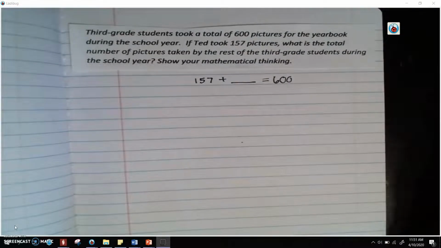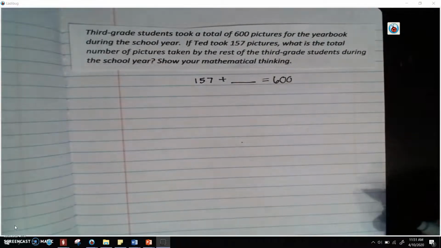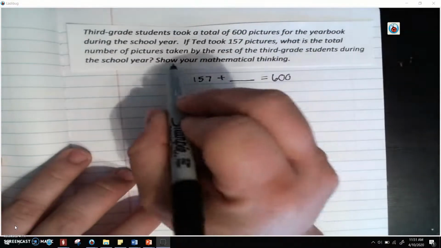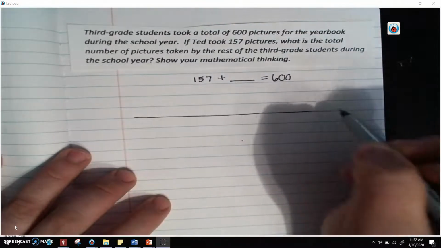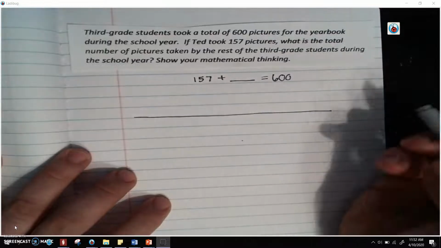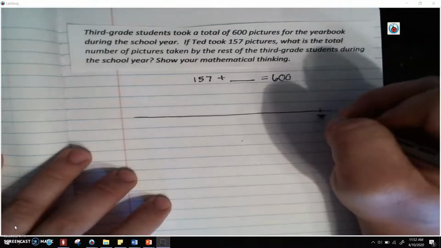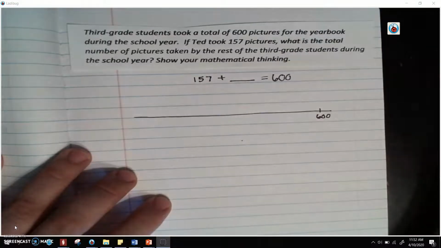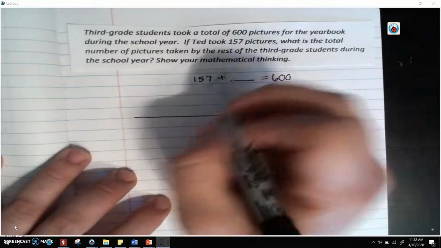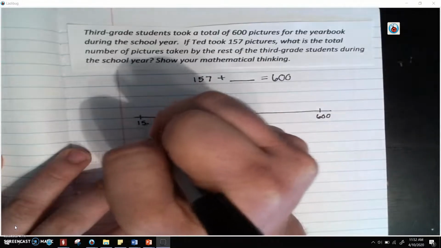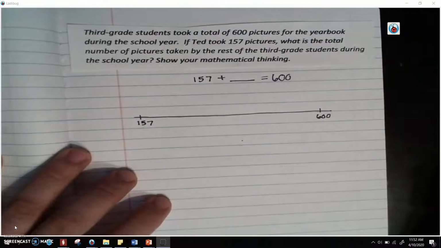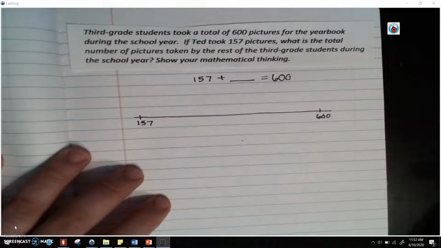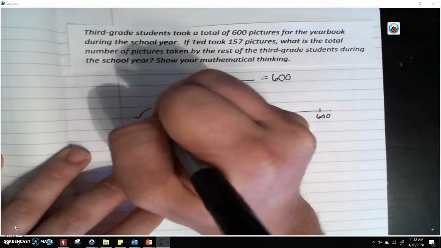So this time, it's a little bit different. And I also have to show my mathematical thinking. So I'm going to draw another number line. On this number line, I already know where I'm going to end. I'm going to end at 600. So right here, I'm going to put 600. I'm starting at 157, and I need to know how much I need to add to it to get to 600. I'm going to just add 100 at a time.